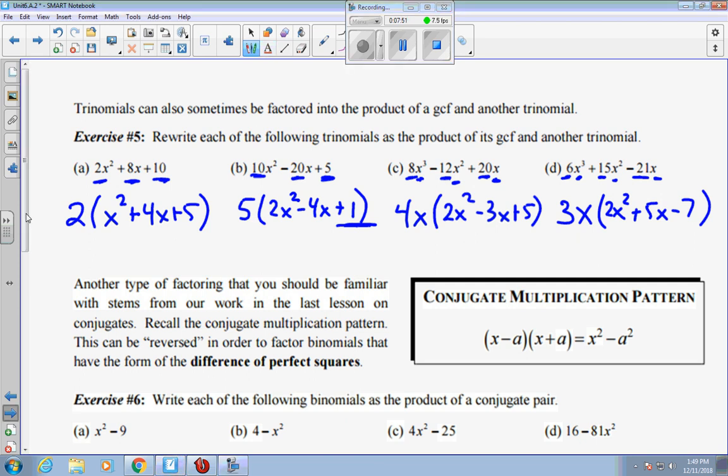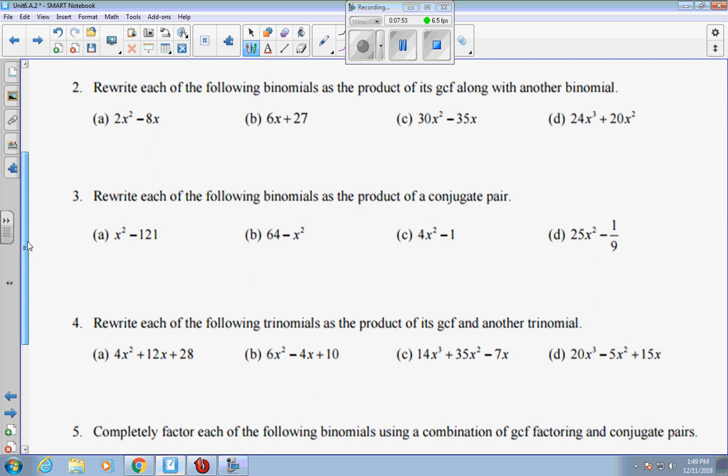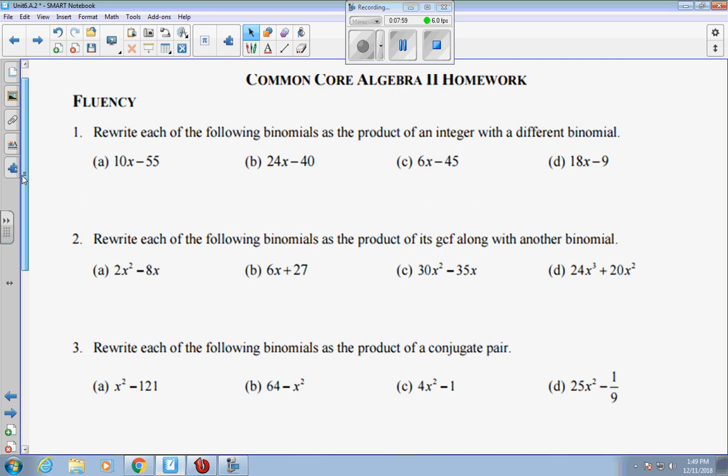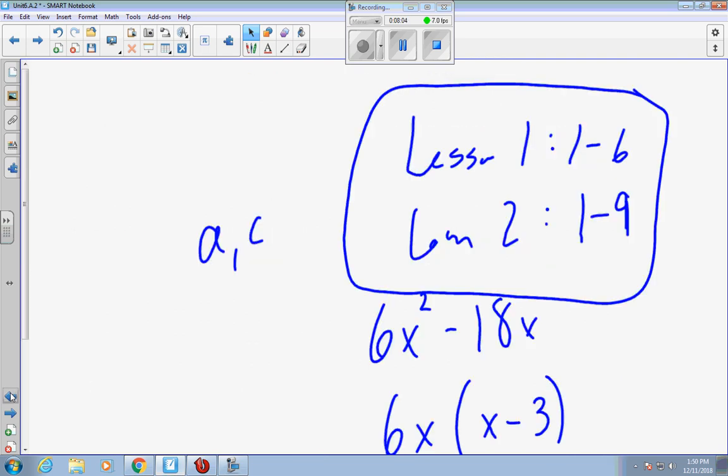The second method in our factor flowchart is the difference of two perfect squares.